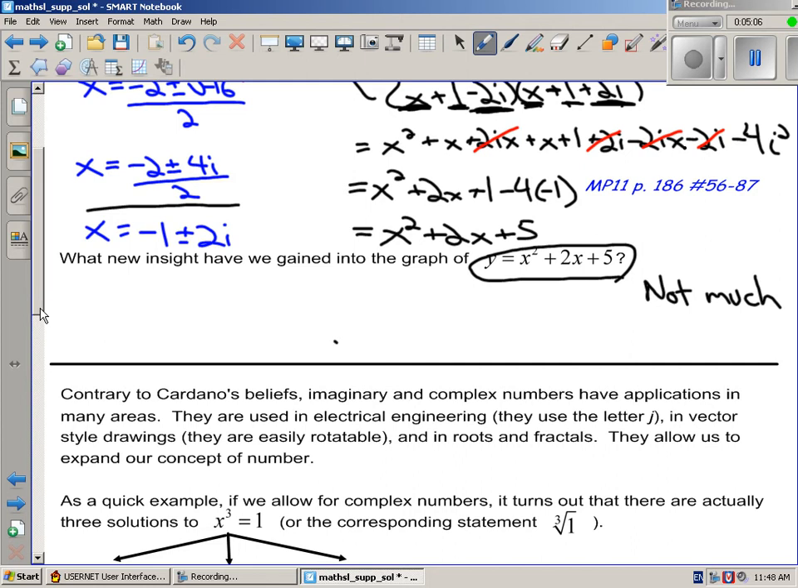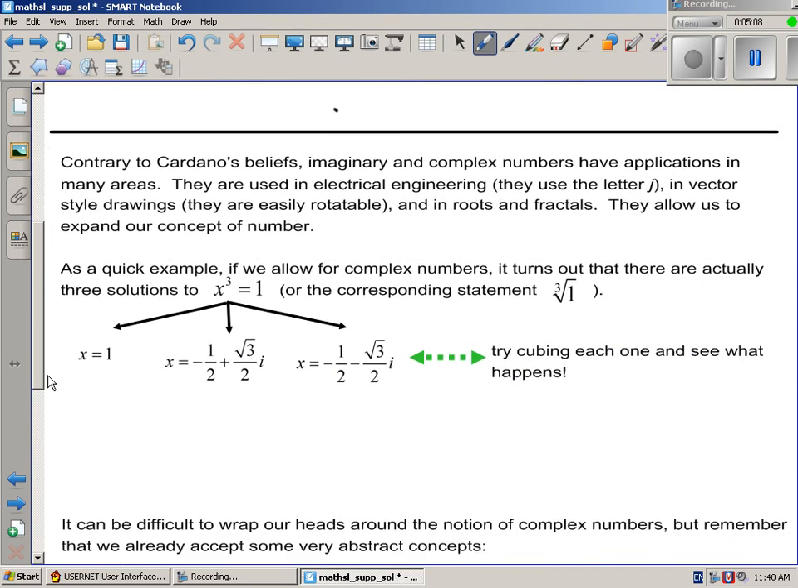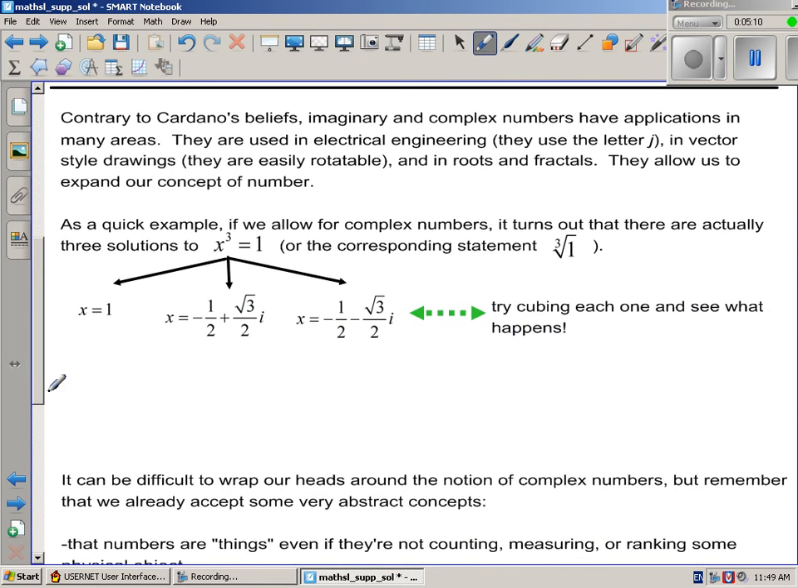Okay, I don't want to get into a whole big thing on what complex numbers are good for. You can Google that. There are some great explanations. There are some terrible explanations. But I just want to get you thinking about one of the possible applications of this and something that might have bothered you before. So contrary to Cardano's beliefs, imaginary complex numbers do have applications in many areas: electrical engineering, vector-style drawings, they're easy to rotate, roots and fractals. And I think most importantly, they just allow us to expand our concept of numbers.